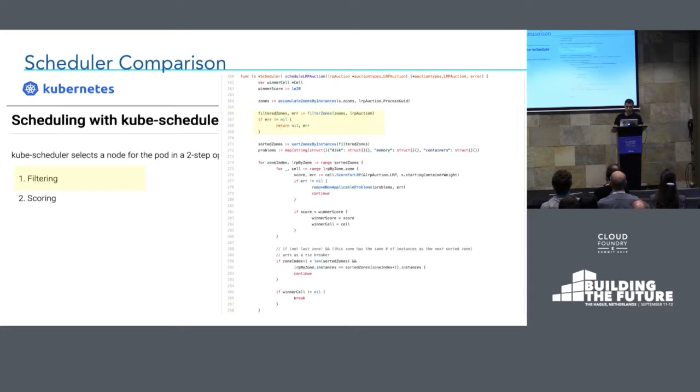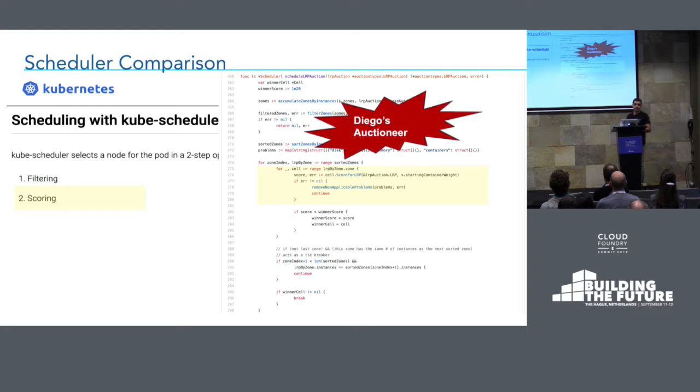Let's look at the source code. So you see for filtering, there is like a part for filter zone, which actually does the filtering of nodes. And for scoring, there's a part that actually goes through all the VMs and essentially says, hey, pick this particular VM, which has a higher score, right? Pretty clear. So on the left, we have the Kubernetes scheduler. The part that I didn't mention is that the code that I showed you is in fact Diego's auctioneer, right?